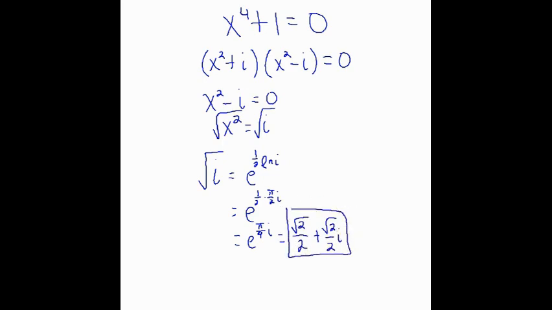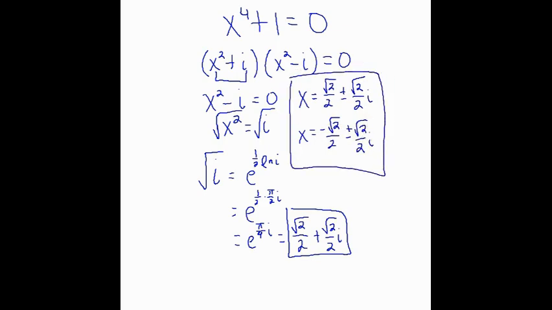Now remember, we need the plus and minus of that, and we're also going to get effectively the conjugates from here. So our final solution set is x equals root 2 over 2 plus or minus root 2 over 2 i, and then x equals negative root 2 over 2 plus or minus root 2 over 2 i. And that is the final answer.